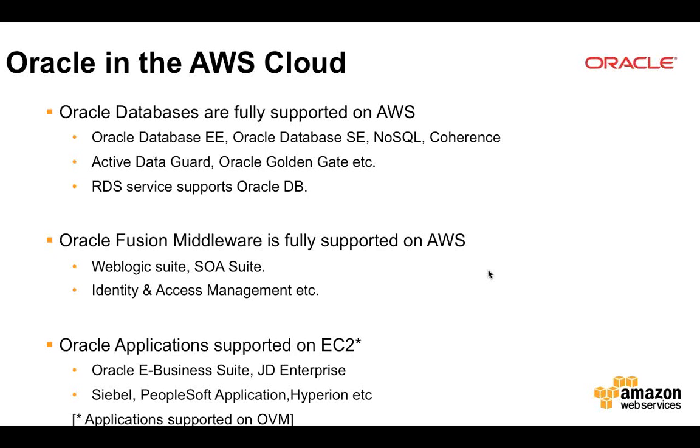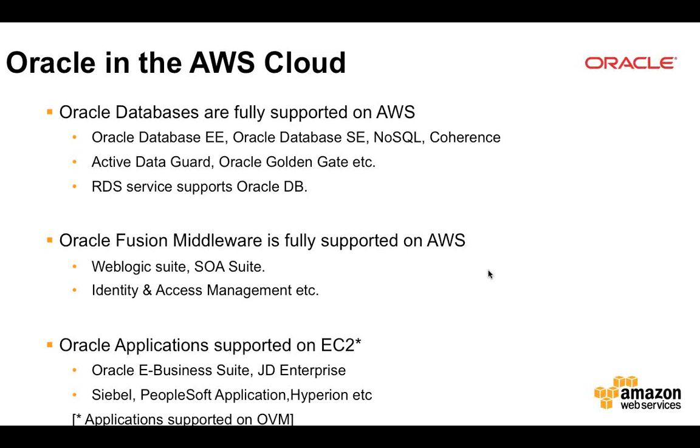There are different replication engines for Oracle, DataGuard, Golden Gate, so these can also be run on AWS. These are fully supported. The Oracle Fusion middleware stack, so this includes some of the middleware services including WebLogic, the SOA suite, identity and access management. So these are also fully supported on AWS. And then Oracle also has a whole host of enterprise applications, ERP for HRMS, including E-Business Suite, JD Edwards, Siebel.